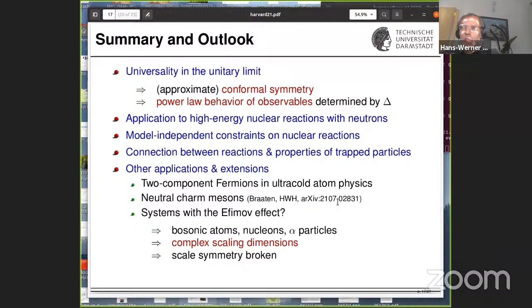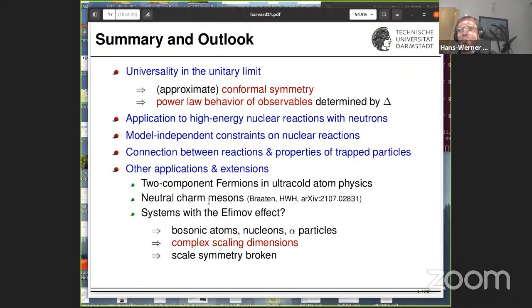Now, these systems of charm mesons, even though these charm mesons are bosons, it turns out they're actually behaving very similar to fermions because they're below the critical coupling for the Efimov effect. And as I said in the beginning already, in systems or channels where you have the Efimov effect, all this doesn't apply because only in the two-body system, you have this conformal symmetry. And if you have three and more particles, the conformal symmetry is broken. And this actually shows itself by the fact that when you calculate the scaling dimensions, these deltas, they will become complex. And this is what leads to this limit cycle behavior and the Efimov effect.